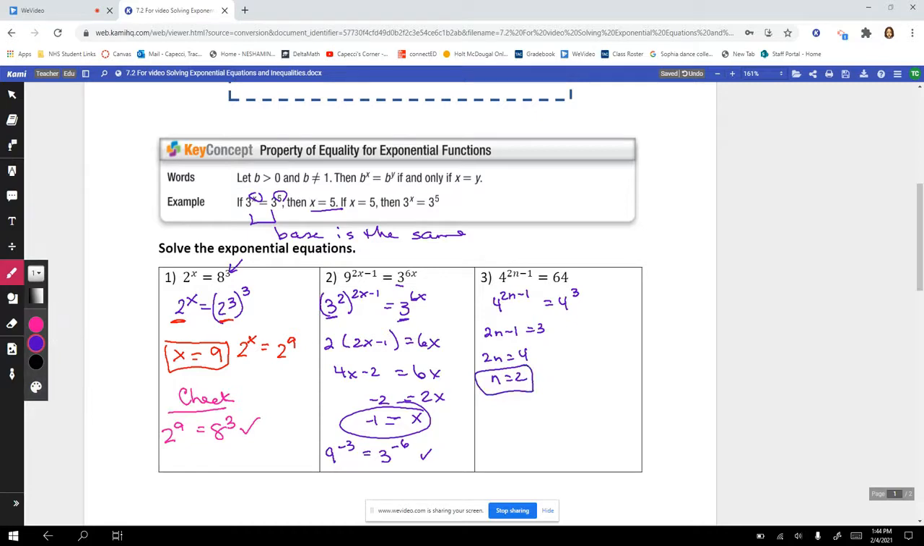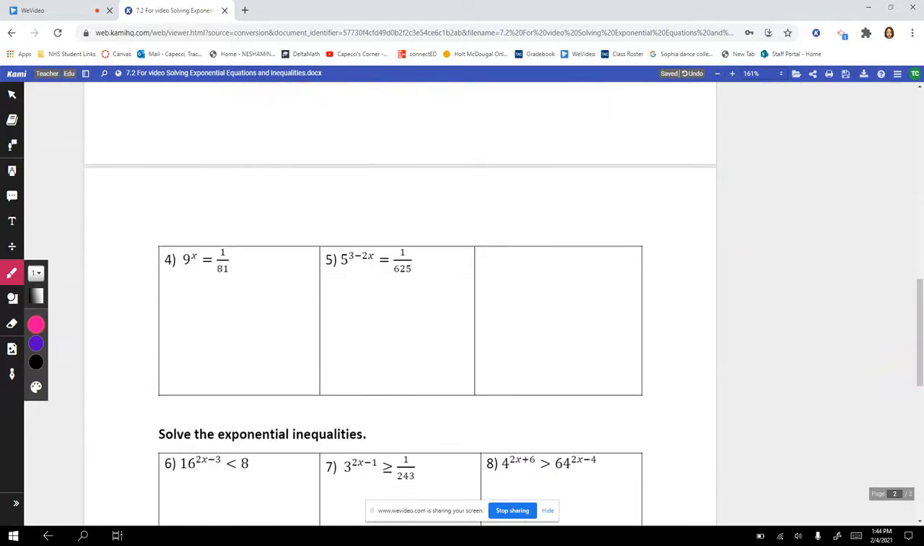Now, I could have done it another way. I can also work with my base of 2. So if that's the case, I could have done 2 raised to the 2nd power, right? That gives me 4. Also raised to 2n minus 1 is equal to 2 to the 6th power. So in this case, I would have gotten 4n minus 2 is equal to 6. 4n is equal to 8. So n is equal to 2. Again, I would have gotten the same answer. It doesn't matter which way you do it in that particular problem. And again, I can check to make sure I'm okay. All right, let's move on.